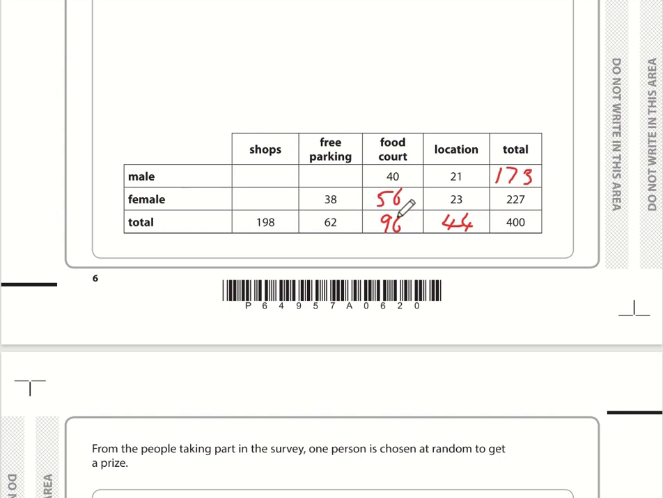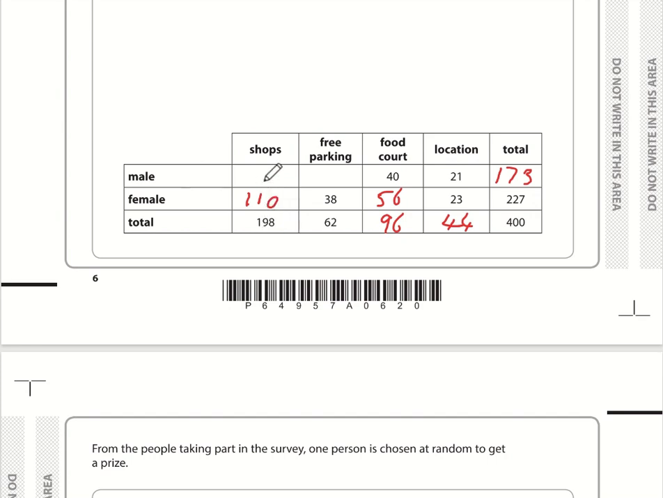And now I can work out the number of females that were shops, which is the total, take away the number in my location, take away the 56 food court, and take away the 38 for the free parking, which is 110.